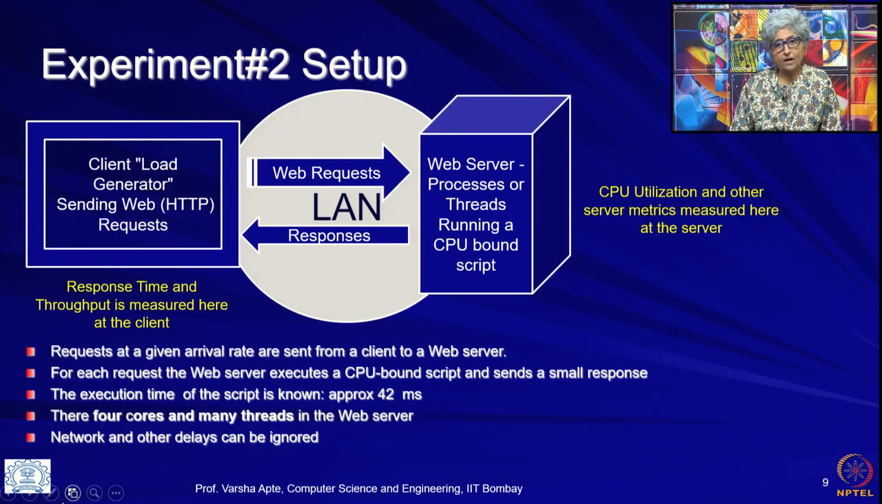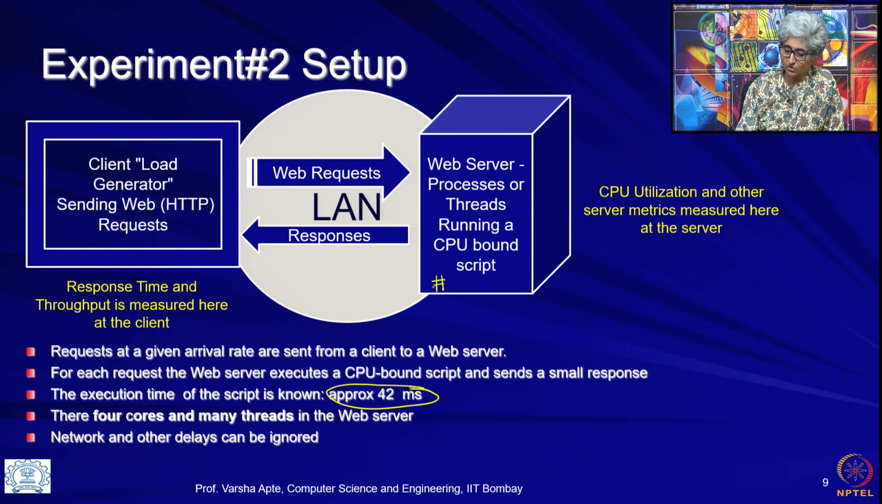Okay, so now I want to show one more experiment. In the same setup, largely the same idea, there is a web server and a load generator. This time the only main difference is that the script is different. The script is taking 42 milliseconds instead of 50, and we have 4 CPUs here. We have 4 CPUs and a lot of threads, so the threads are not a bottleneck. The main queuing system that we will be worried about is the cores.